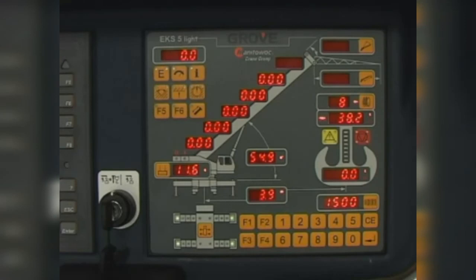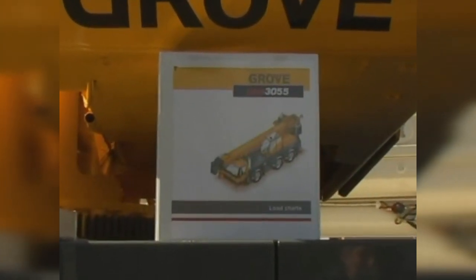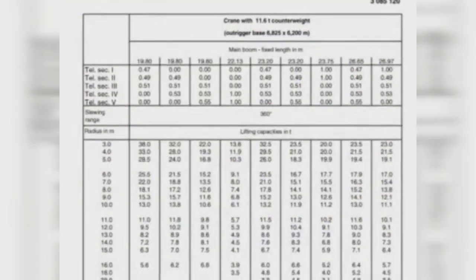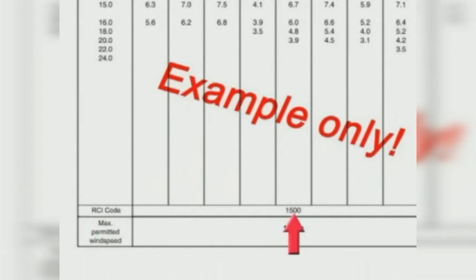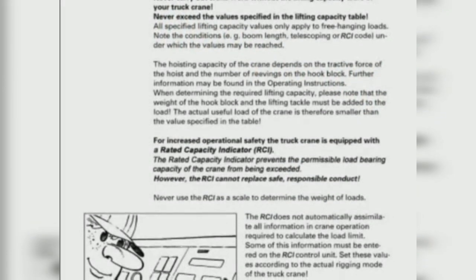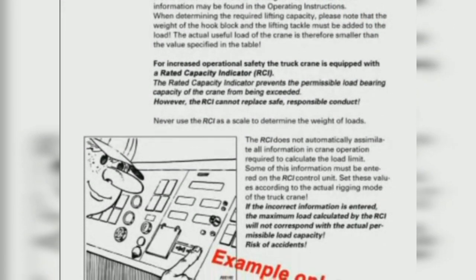The reeving and RCI operating code information can be found in the load chart manual supplied with the crane. The RCI operating code is shown at the bottom of each load chart. You must fully understand the load chart manual and the conditions of use prior to operating the crane.